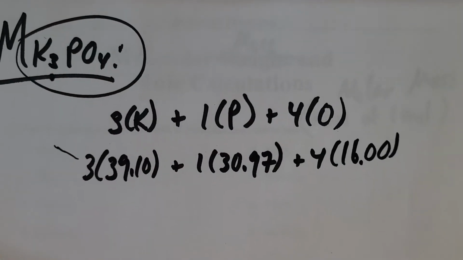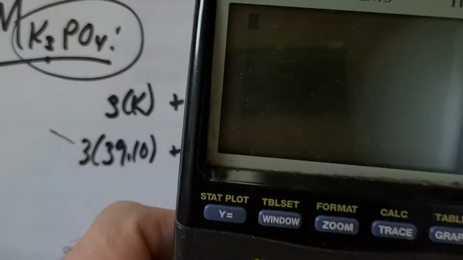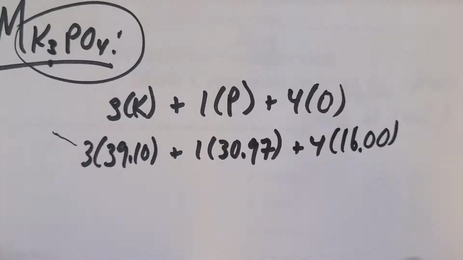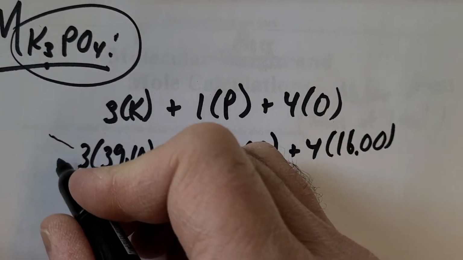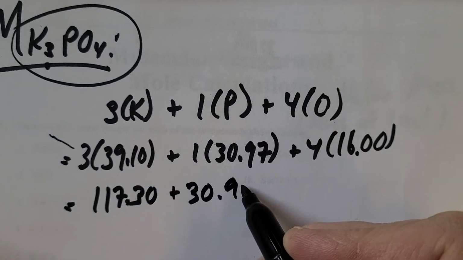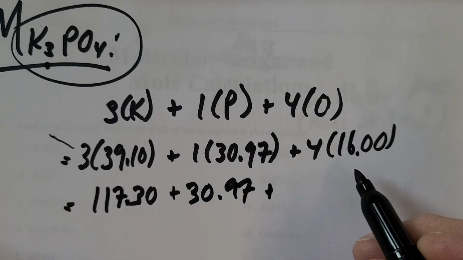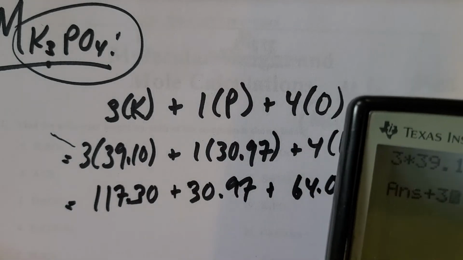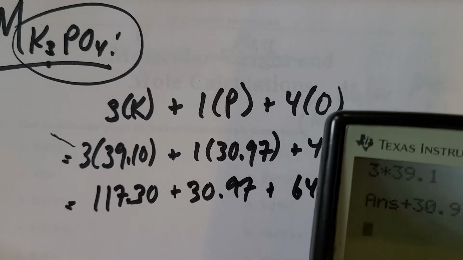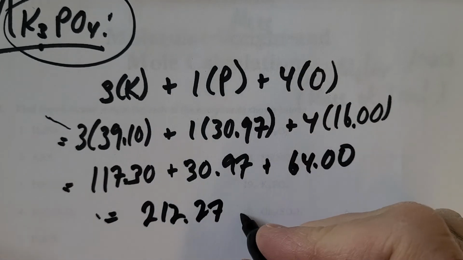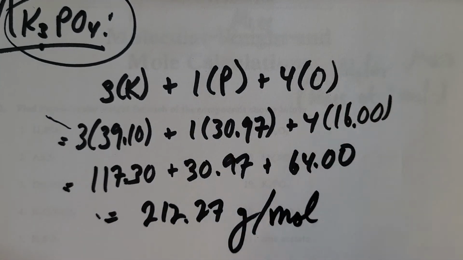So we could just simply calculate that and see what we get. So if you see here, 3 times 39.1, that gives us 117.3. And that's 30.97. And 4 times 16, that's 64. Then, of course, adding those all up, we get 212.27, and the unit we use there is grams per every mole. That's it. That's how you figure out the molar mass.